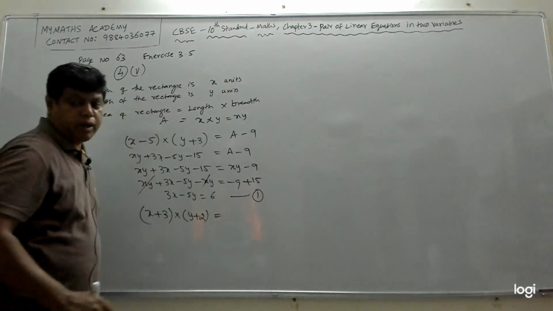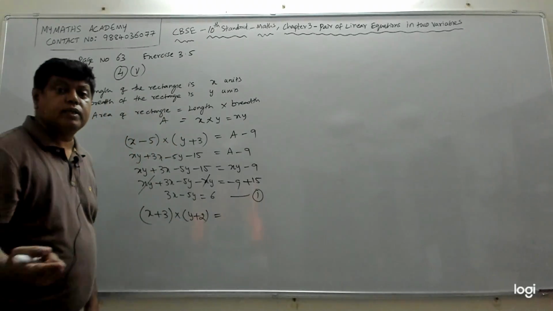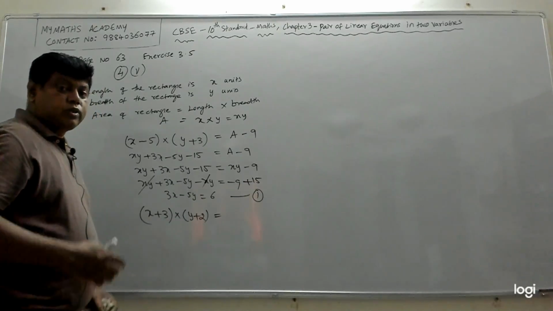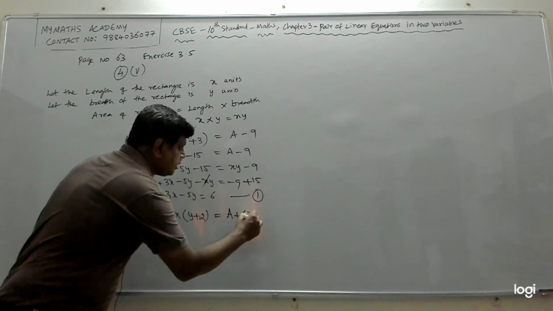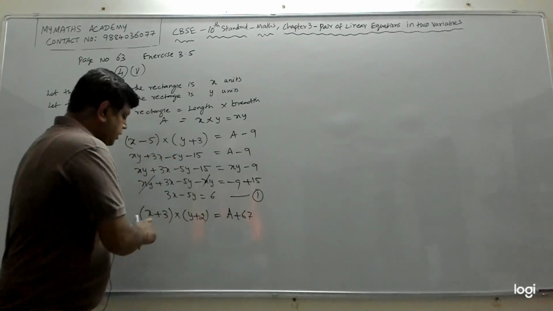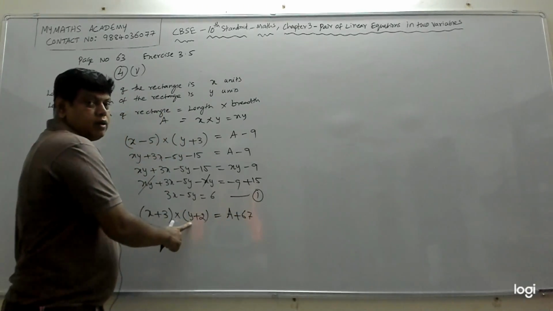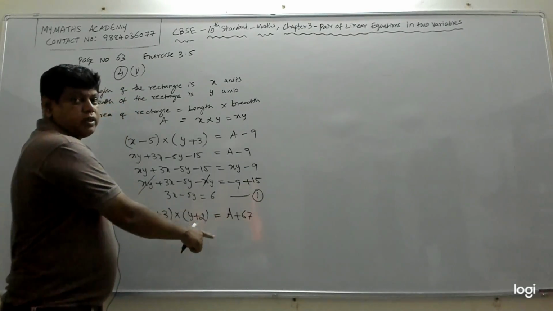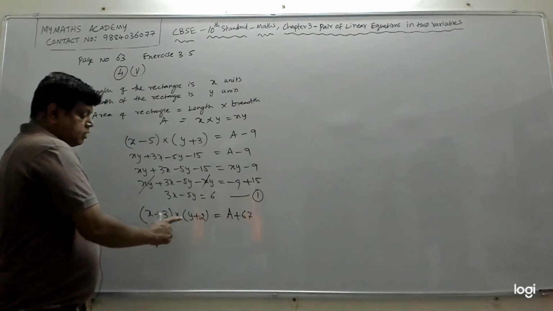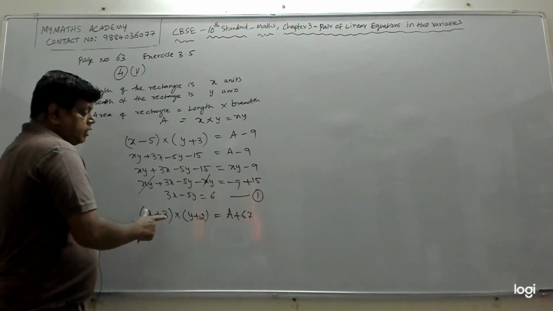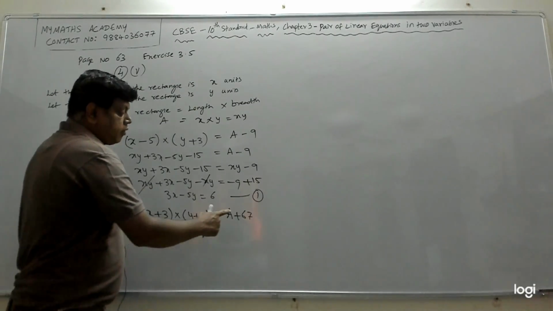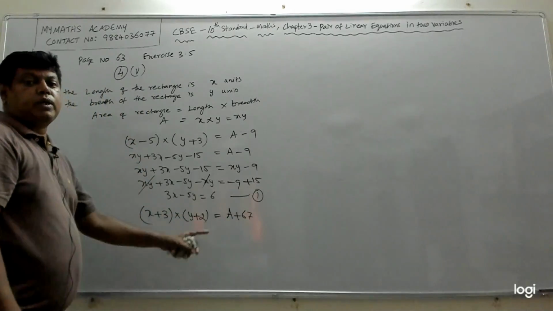And the area, what happens? The area increases by 67 square units. So area also increases by 67, which means area plus 67. A is the original area, x is the original length, y is the original breadth. If I increase the length by 3 and the breadth by 2, then the area is increased by 67. That is the meaning of this.